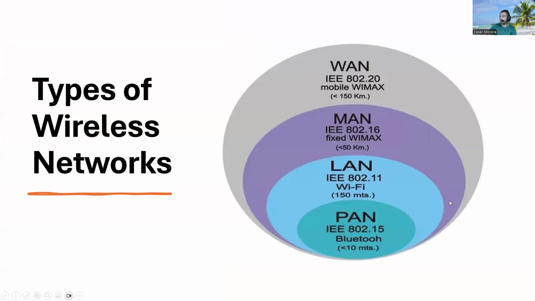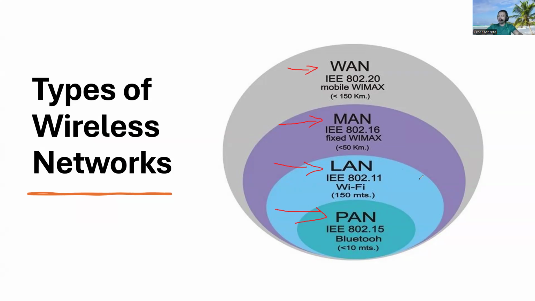Okay, let's start with the first one, which is about the types of wireless networks. So we have the following. In this case, we have the WAN, the MAN, the LAN, and the PAN. Basically, this is what we have. Personal area network. We have IEEE 802.15, which is Bluetooth. It has a coverage of 10 meters or less.